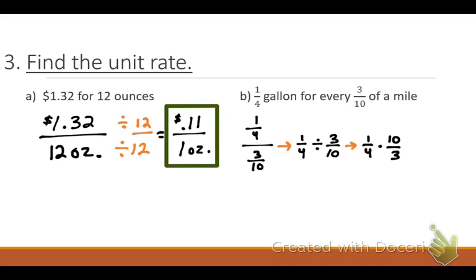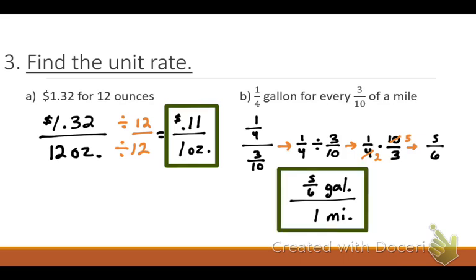Guys, can I cross-reduce the 4 and the 10? A 2 can go into both of them. So what does the 4 and 10 become? 2 and a 5. Okay, because a 2 can go into a 4 2 times, and it can go into a 10 5 times. Multiply that out. What do you get? 5/6. So guys, here's what this means. 5/6 of a gallon per 1 mile.